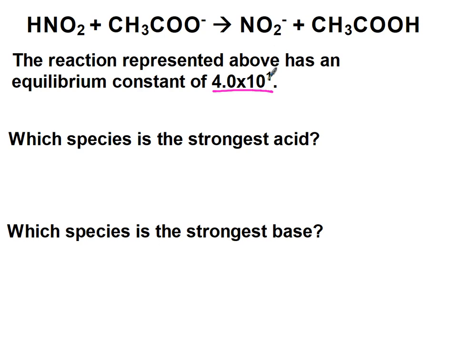Notice that this K value is above 1. So the reaction would proceed as written. If it proceeds as written, this must be my strongest acid, and this acid must be the weaker acid. The weaker the acid, the stronger the base.